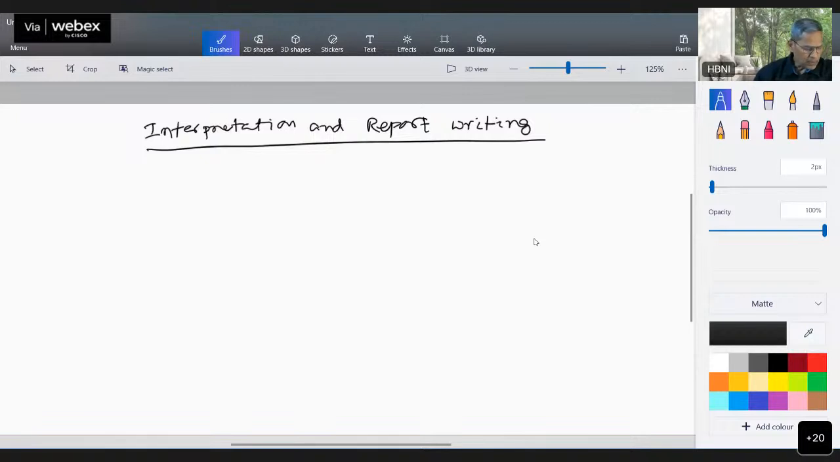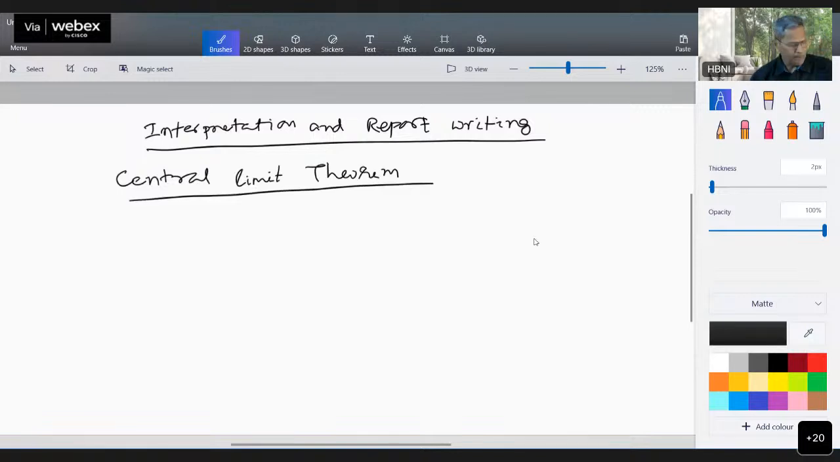Last time we discussed something very important. To get a feeling about the subject, let me write it: the central limit theorem. This is what we discussed last time.